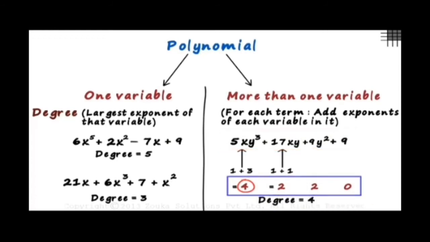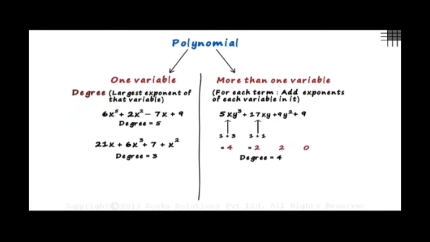Let's consider one more example. 7xz plus 10 plus 3z cube y plus 19y raised to the power 4. Here, the sum of powers of the first term is 2. The second term has no variable. In the third term, it's 3 plus 1, which is equal to 4. And in the last term, it's 4. Here 4 is the largest power. So the degree of this polynomial is 4.